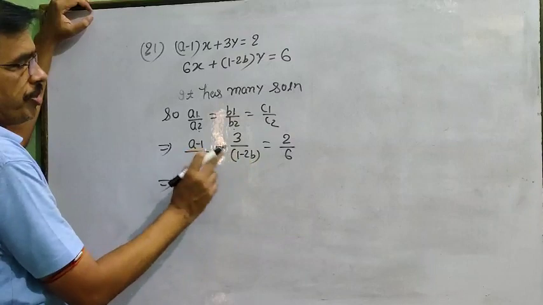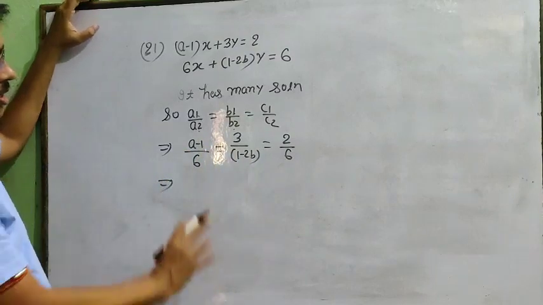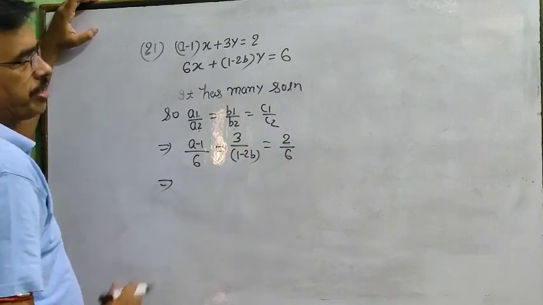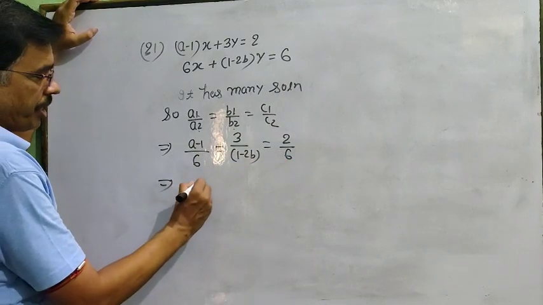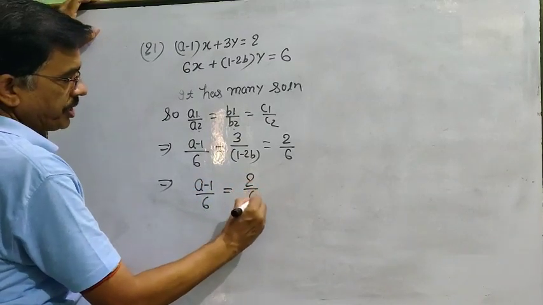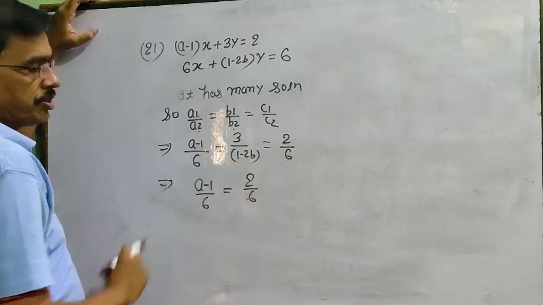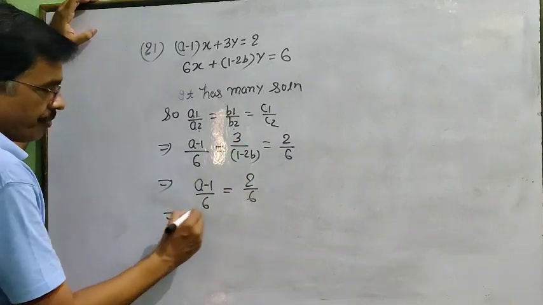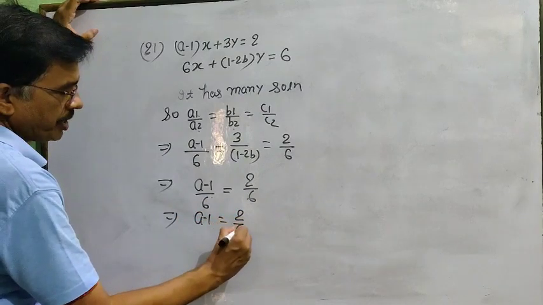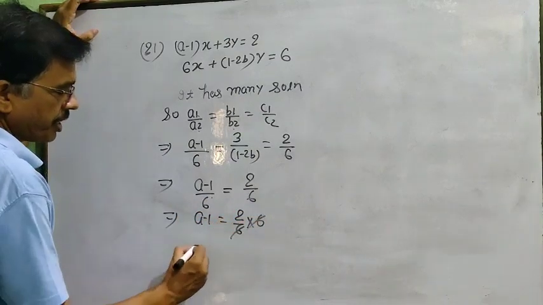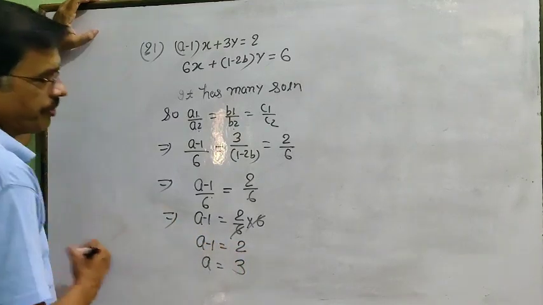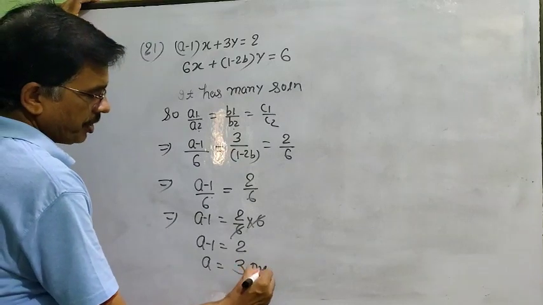Next, dear student, when you take a1 by a2 is equal to b1 by b2, then multiplying 2 into ab, you get so many problems. So you solve these questions by first and third, and second and third. So first case, you take (a minus 1) by 6 is equal to 2 by 6. Don't take 3 by (a minus 2b). When you write this, a minus 1 is equal to 2 by 6 into 6. 6 cancels, then a minus 1 is equal to 2, so a is equal to 3. So the value of a is 3.